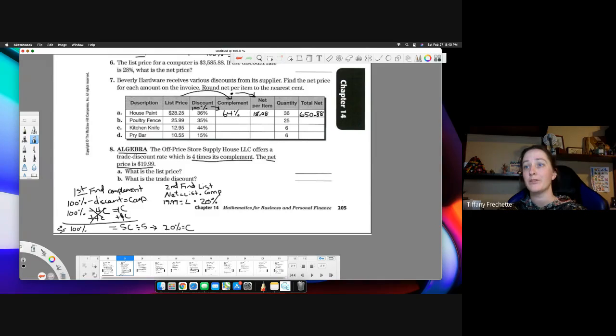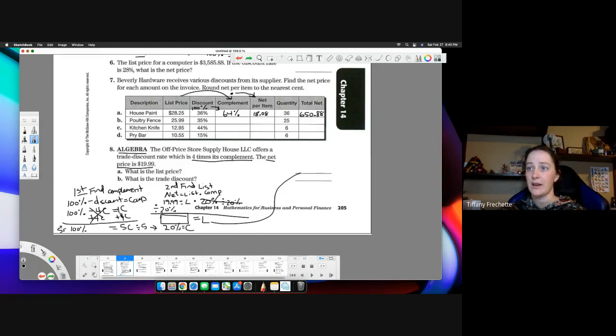All right. So now if I want to find the list price, all I have to do is take this and divide by 20% because I want to get this L by itself. So I'm dividing both sides by 20%. So $19.99 divided by 20% will give us our list price because these cancel. So this is part A. All right, so this is going to go up here in part A.